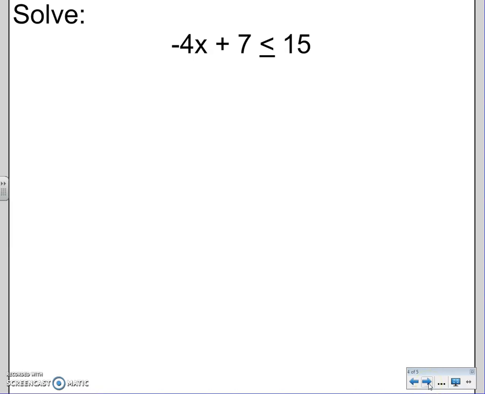All right, here's another one. Solve like normal. So I'm going to subtract 7. That makes this 8. I'm going to divide by -4. Now when you divide by a negative, you must flip the sign.